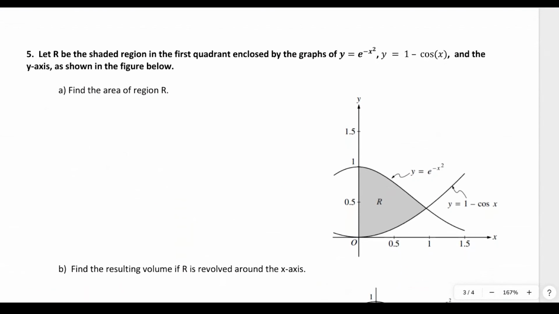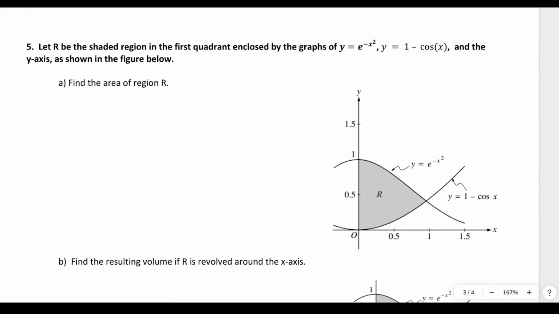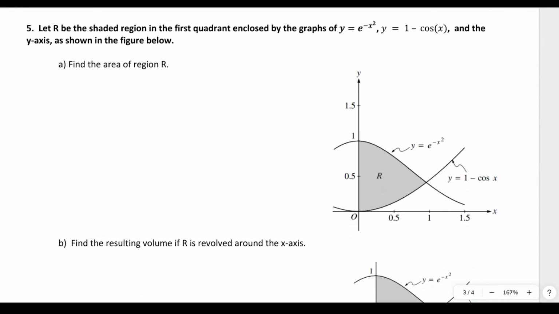Let's try this one. We've got a little, what, like 10 minutes? Okay, so this is an old AP problem. It says let R be the shaded region in the first quadrant enclosed by these two functions and the y-axis as shown below. First, find the area of that region. So this is going to be old stuff here. We're going to find the integral from 0 to wherever this point of intersection is, or we might need to figure out what that is.